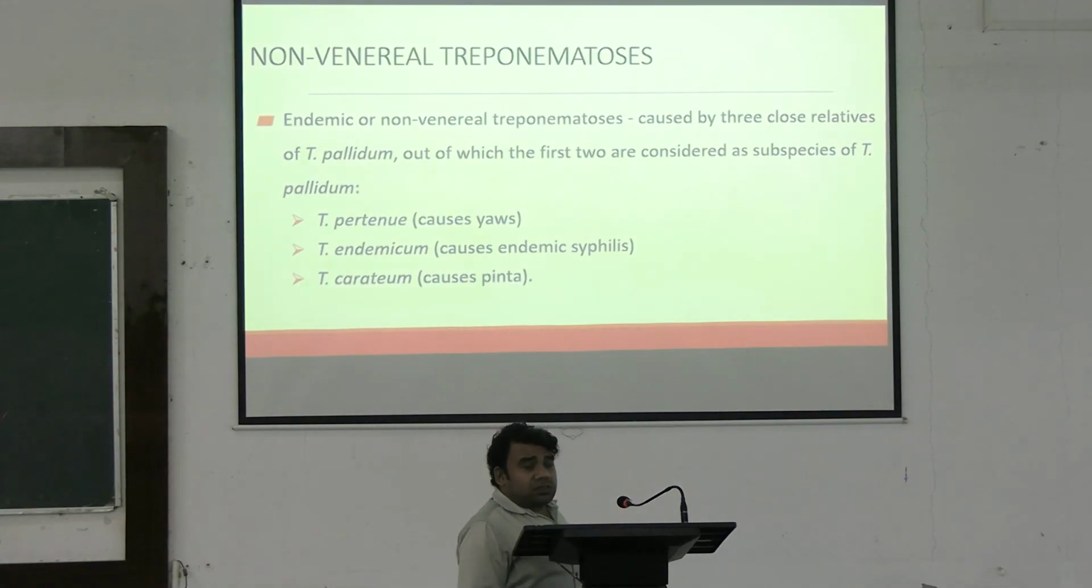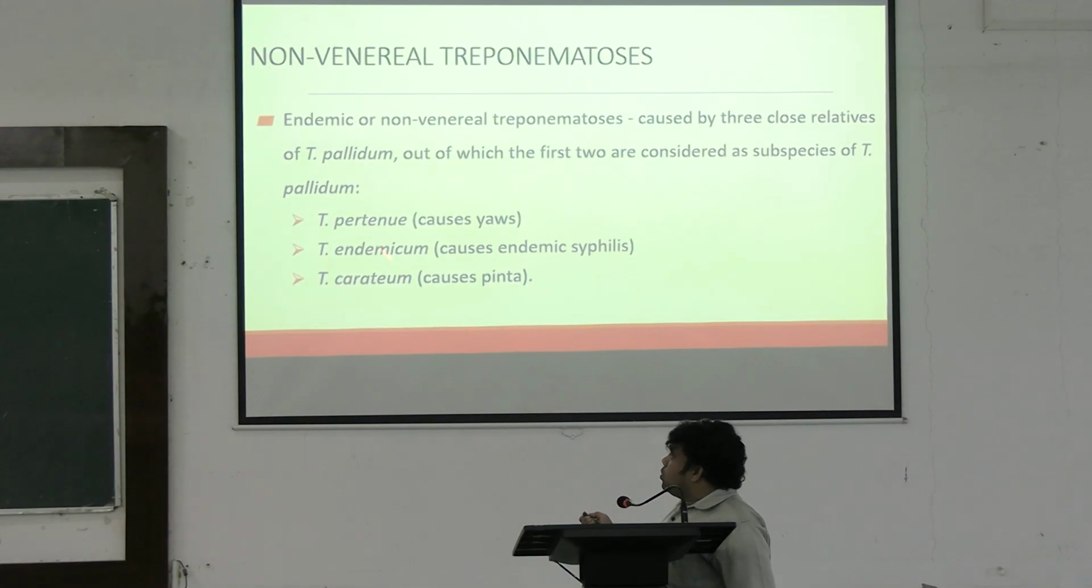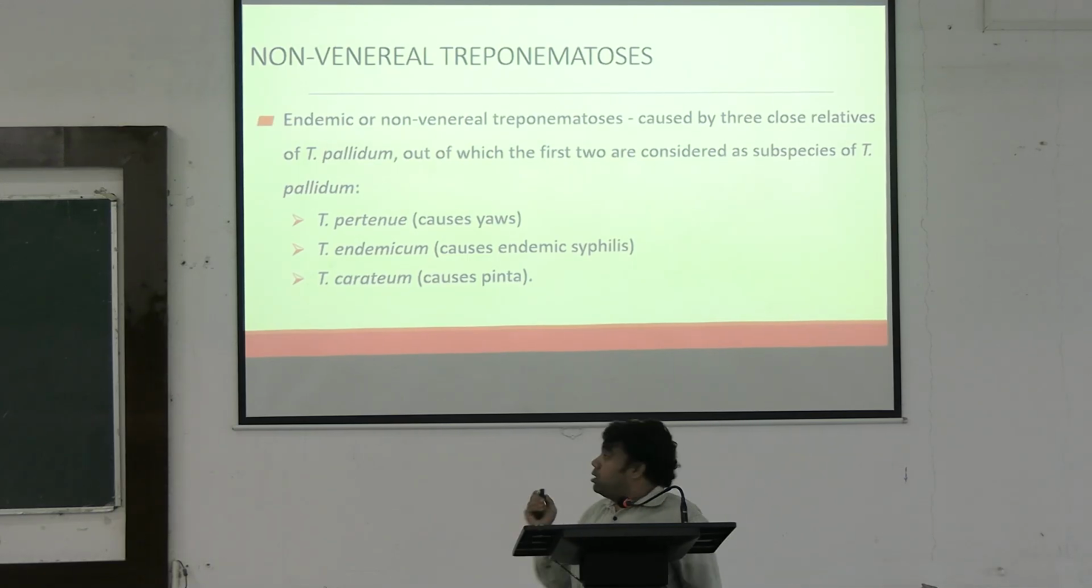So these are the species which cause non-venereal treponematosis. These include Treponema pertenue, which causes Yaws, Treponema endemicum, which causes endemic syphilis, and Treponema carateum, which causes Pinta. So Yaws, endemic syphilis, and Pinta are the non-venereal forms of treponematosis. However, they belong to the same species as Treponema pallidum and are closely related to it.